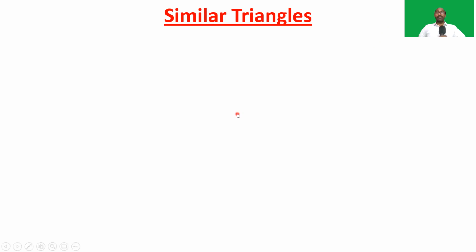Today we are going to start a new chapter which is very important in our 10th class syllabus, and the chapter is similar triangles. It is very useful to find the heights and distances of unknown objects using principles of similarity of triangles.